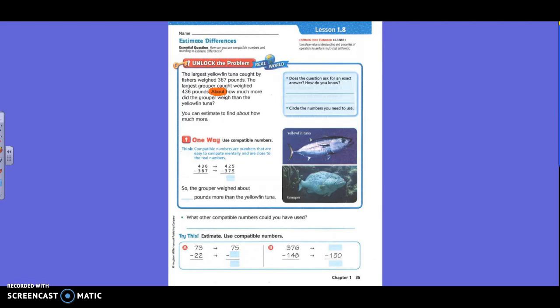So, does the question ask for an exact answer? No. So write the word no. And tell me how. How do we know it's not? Because it said the word about. The question asks for about.